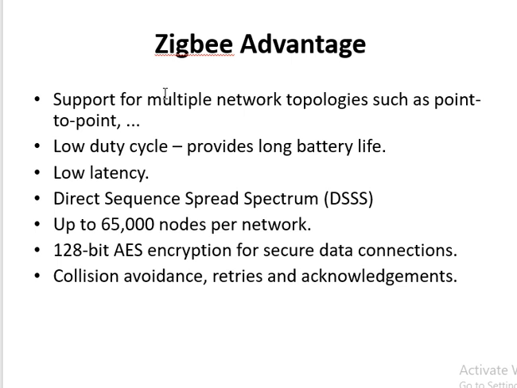So now let us see about the advantages of Zigbee. Support for multiple network topologies such as point-to-point, low duty cycle provides long battery life, low latency, direct sequence spread spectrum, up to 65,000 nodes per network, 128-bit AES encryption for secure data connections, and collision avoidance, retries and acknowledgements.